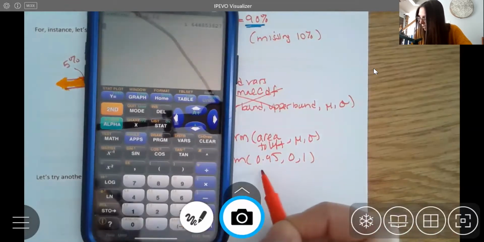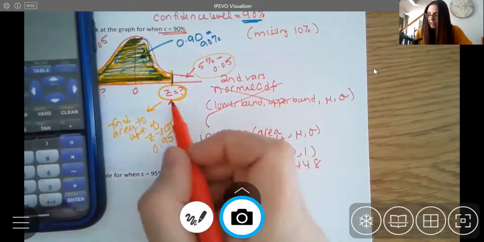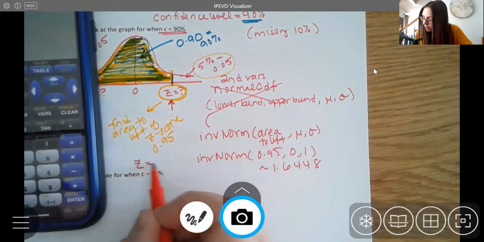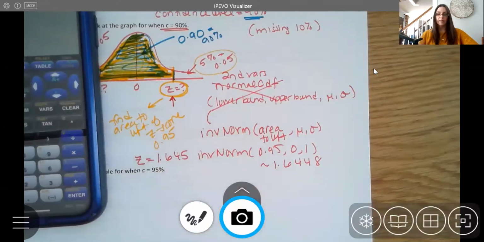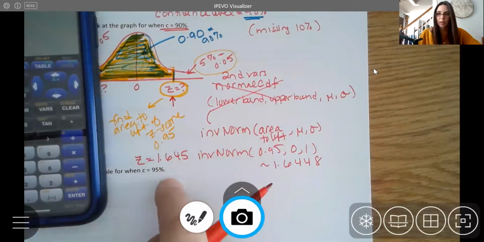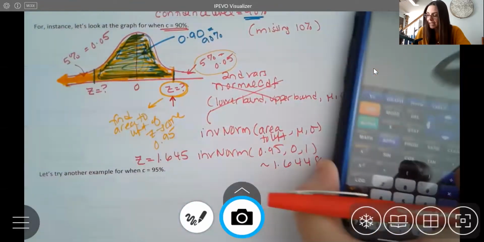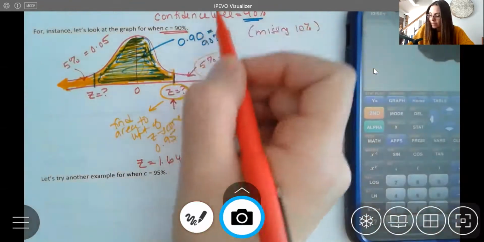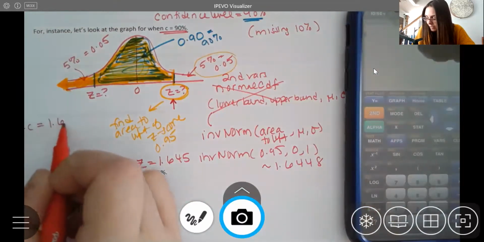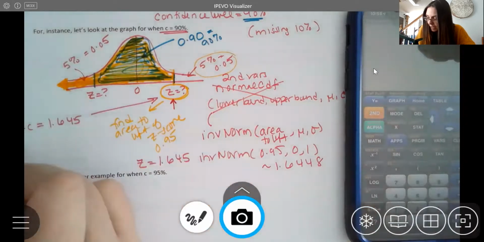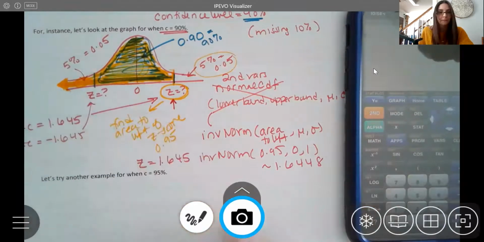All right, and what I get here is about 1.6448. So this z-score right here is about 1.645. Normally we round z-scores to 2 decimal places, but this is one we use a lot, so sometimes we round it to 3 decimal places instead. To answer this question, we're labeling these as z sub c. So z sub c is 1.645, it's this one right here. And negative z sub c is negative 1.645, which is that one right there.